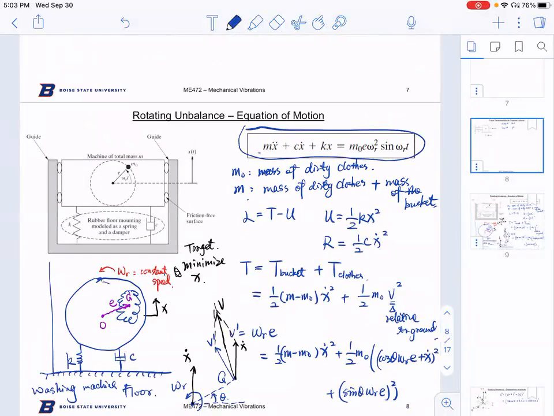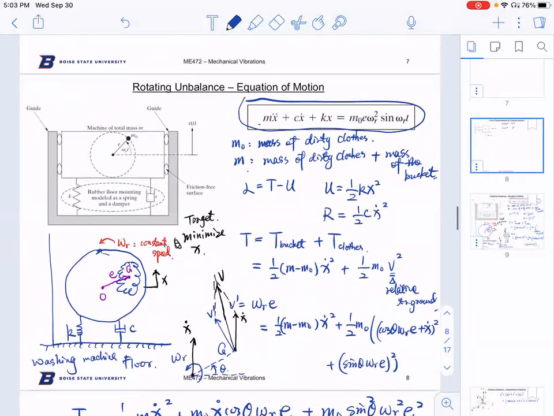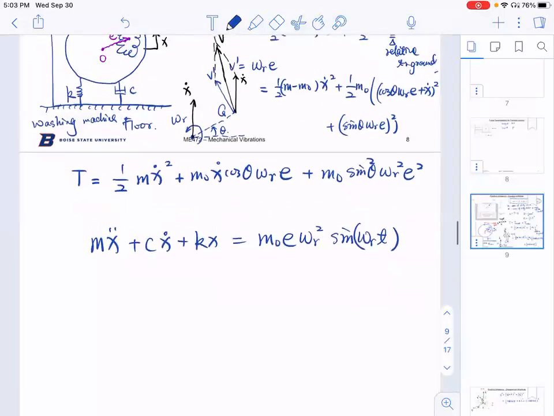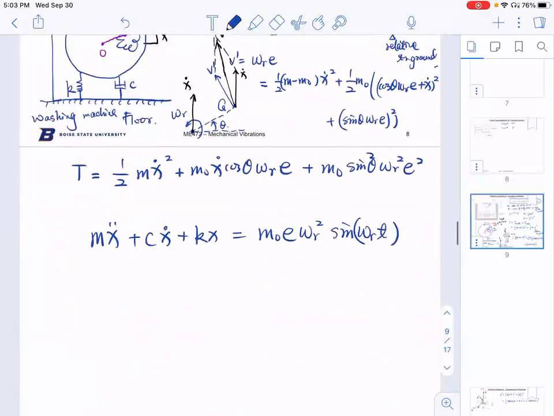I'm going to provide you the complete derivation after class, so you don't copy a lot of things here. So let me write it down here. All right, so that's the equation of motion.